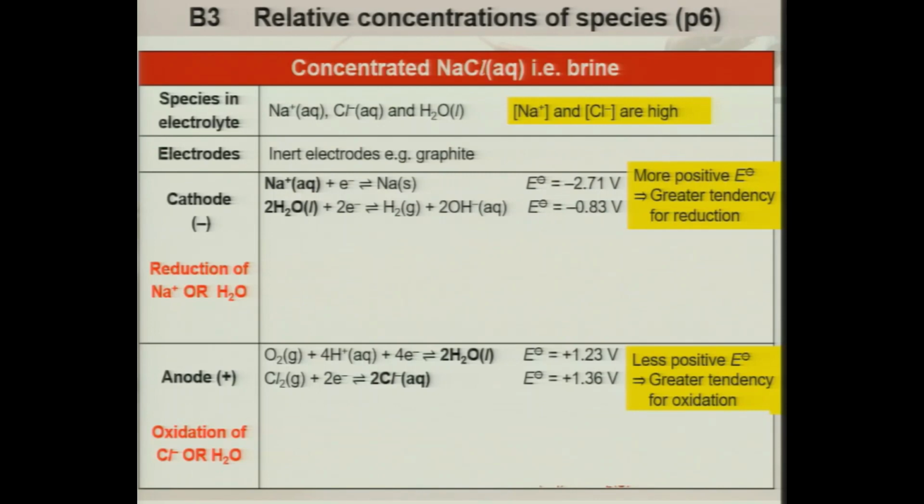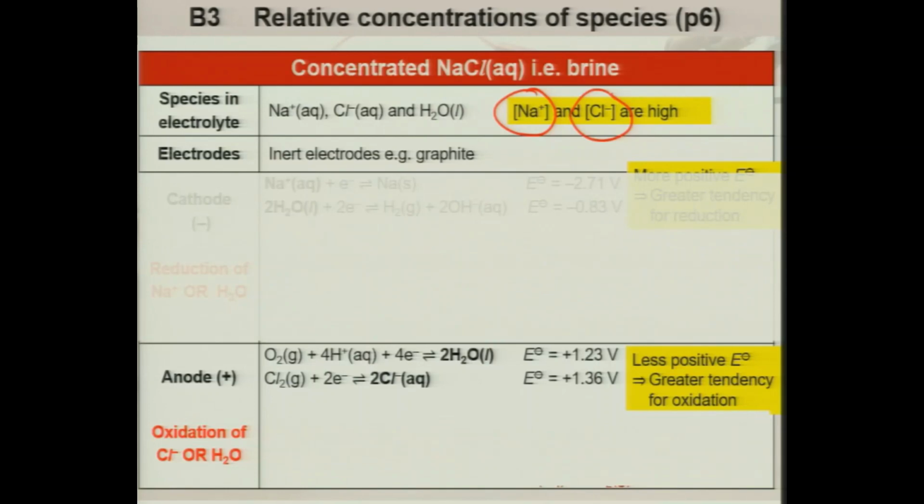The analysis is the same. That's why I've shown everything again. But can I just get you to take note? Because it is concentrated sodium chloride, or we call it brine, the sodium plus and chloride concentrations are both very high. It is no longer at 1 mole per dm cube. It has a certain impact. Let's do the easier one. I'm going to start with the anode.